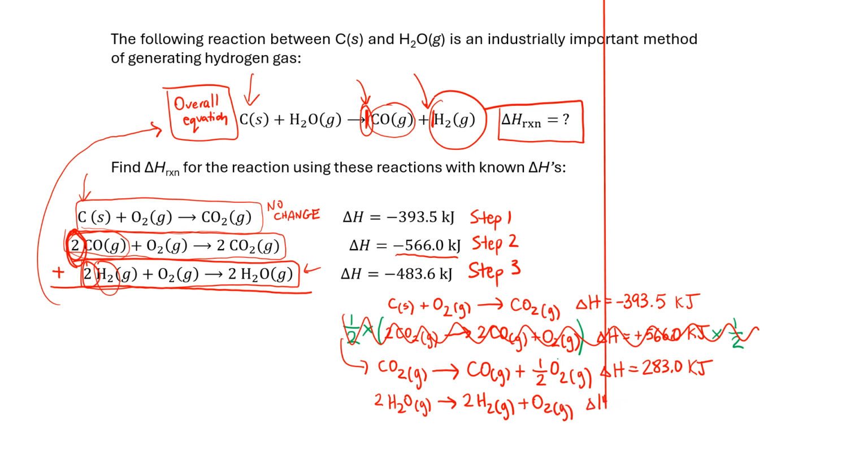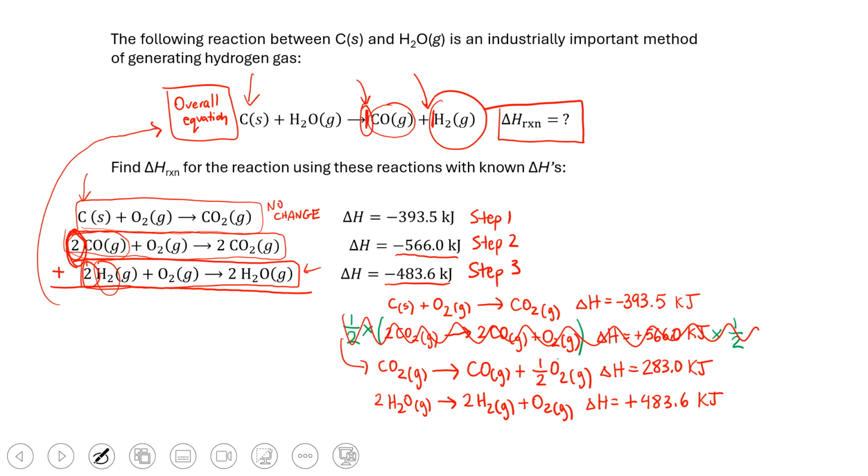Delta H for this, we need to flip it. So now it becomes positive. It was negative, but now it's becoming positive because we flipped the equation. We have to flip the sign of delta H. And now we need to multiply this entire thing by half, which means we need to multiply delta H by half.